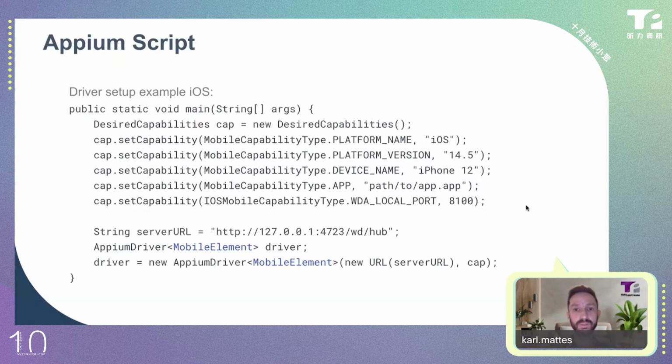Additionally, we will also need to set the server URL where our Appium driver can find the Appium server. As you can see here, we have set it to localhost. That means the server is running on our own machine. And we then inject the server and the capabilities into our driver and start it up.